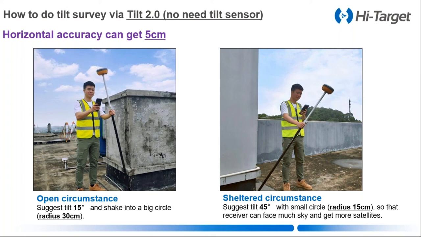In shadowed circumstances, tilt 45 degrees and shake in a small circle, which can also get better accuracy because the receiver can face much sky and get more satellites. Okay, so much for tilt 2.0. There's a poll for you. Please spare 1 minute to vote.